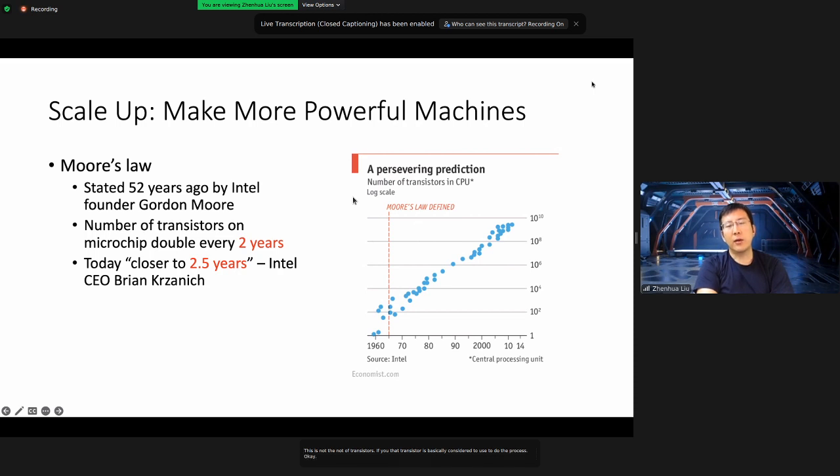You can see it looks fairly linear, right? But it's a log scale. The x-axis is linear, while the y-axis is logarithmic, which means we have an exponential increase in the number of transistors in CPUs. This is summarized in Moore's law, stated by the Intel co-founder Gordon Moore.